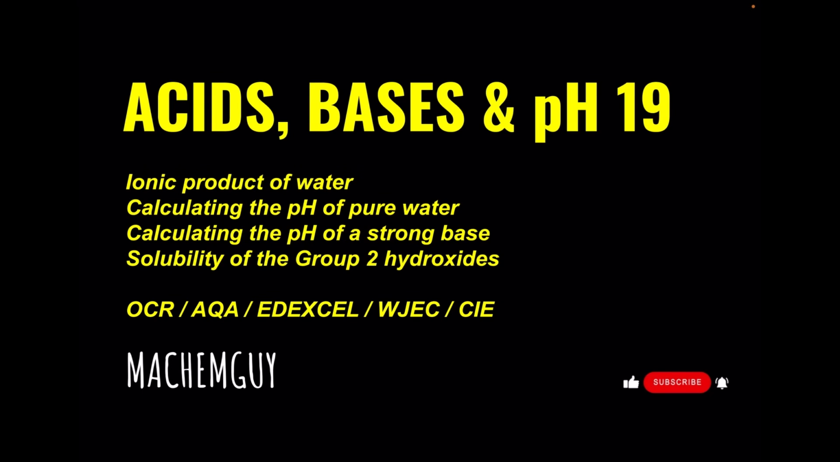Got another exam question walkthrough for the acids, bases and pH topic. So we're up to number 19 now. This question deals with the ionic product of water, calculating the pH of pure water, calculating the pH of a strong base and the solubility of the group 2 hydroxides.